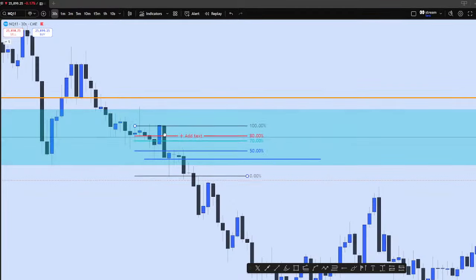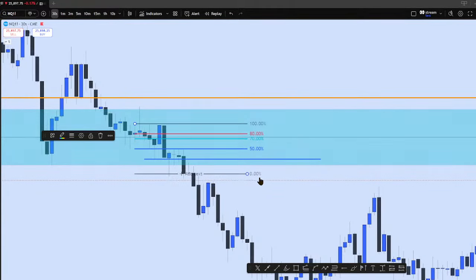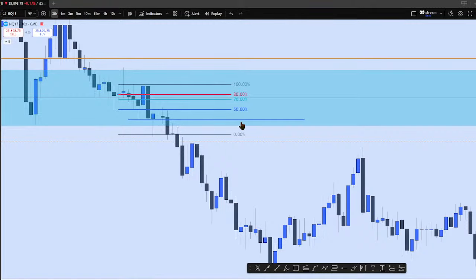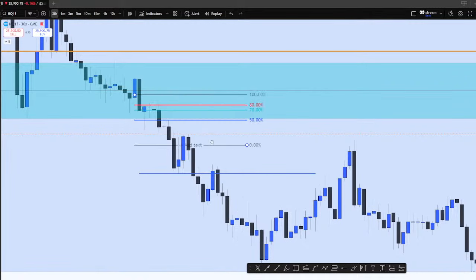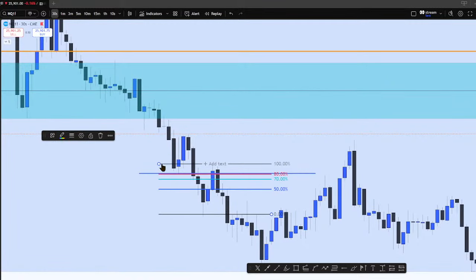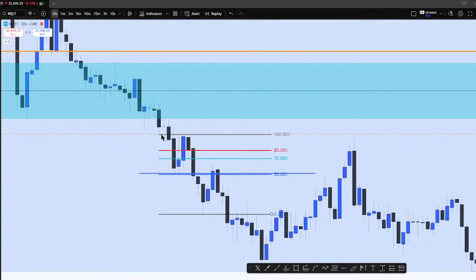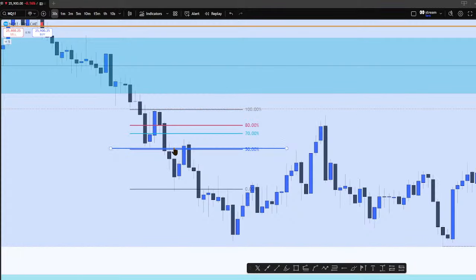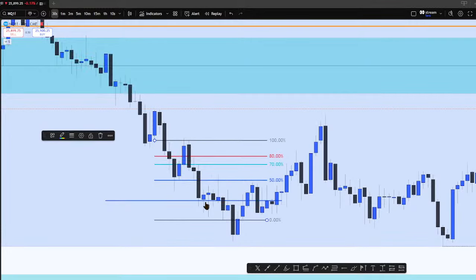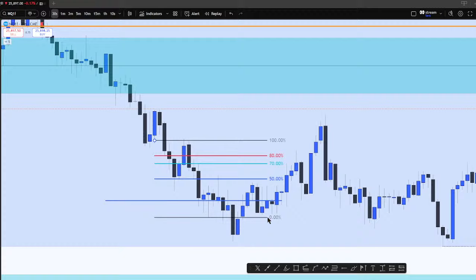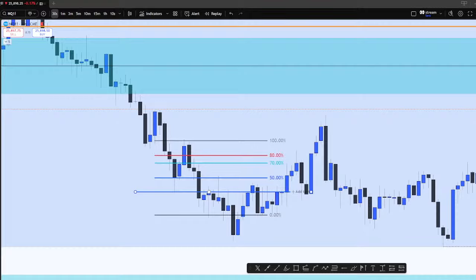Low gets broken. That's a 50% retracement. It's not deep enough. And this is how I kept adding on to the trade every time it did this. So that low gets broken right there. Not deep enough, but there's one support turn resistance. That low gets broken right there. That's one support turn resistance. Not deep enough either.